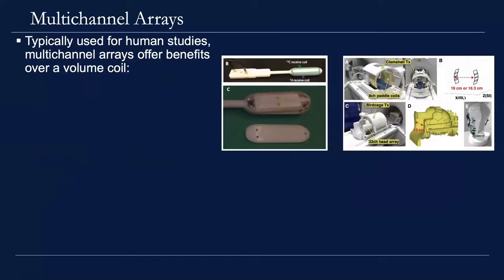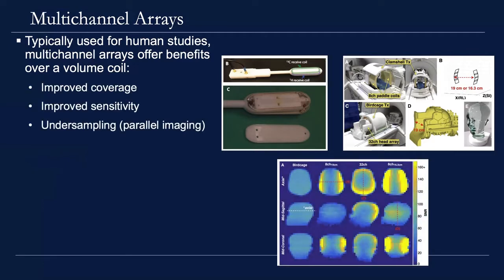An extension here is that you can oftentimes use multi-channel arrays. This is more of a coil type you would use on a clinical system for clinical studies rather than on the preclinical ones, but I'll introduce it nonetheless. They offer a number of benefits over a single channel birdcage or volume coil. You have typically improved coverage and improved sensitivity compared to a single channel birdcage. So here is an SNR comparison that Adam did between a single channel volume coil and then an 8-channel and 32-channel receive coils.